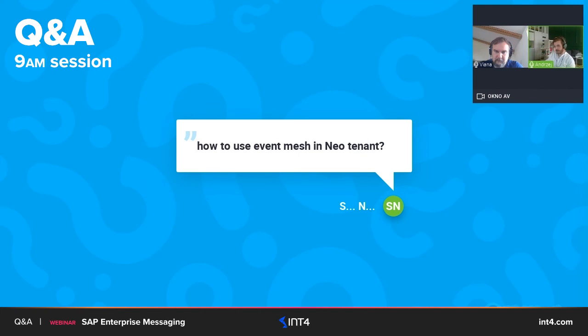We answered this one. How to use event mesh in new tenant? We can't. It's available only in Cloud Foundry.